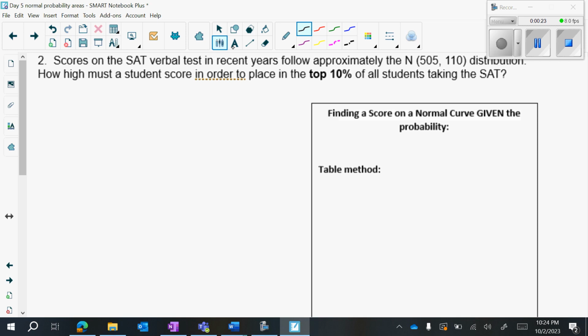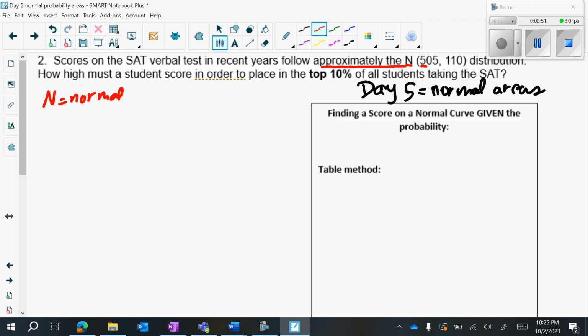If you can look in your notes, look on day 5, normal areas. It's about the 3rd page down, number 2. Okay, so let's start with this question. It says, SAT verbal is normally distributed, specifically approximately normal, with N. That N means normally distributed. This first number is the mu, the mean, 505. And the second symbol is the standard deviation, 110.